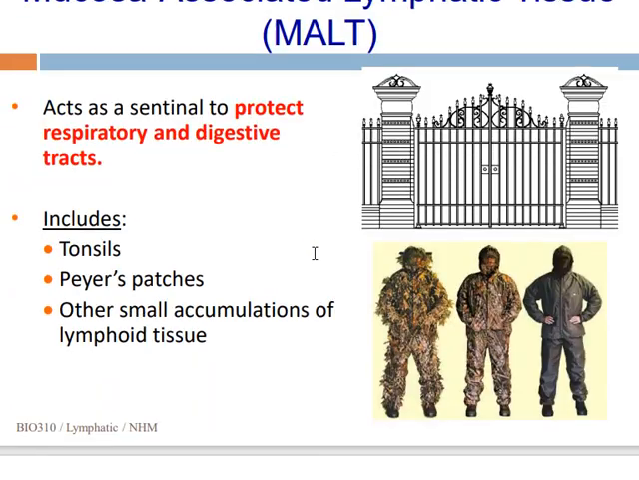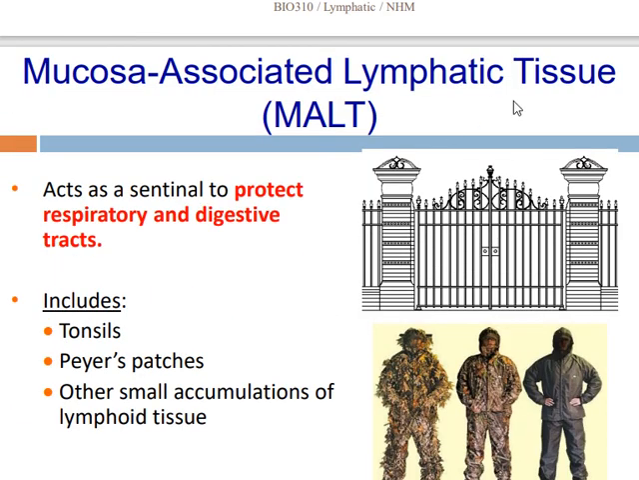Next is mucosa associated lymphatic tissue, also known as MALT. MALT acts as a sentinel, the front layer, that helps to protect our respiratory and digestive tract, and this includes the tonsils, Peyer's patches, and other small accumulations of lymphoid tissues.